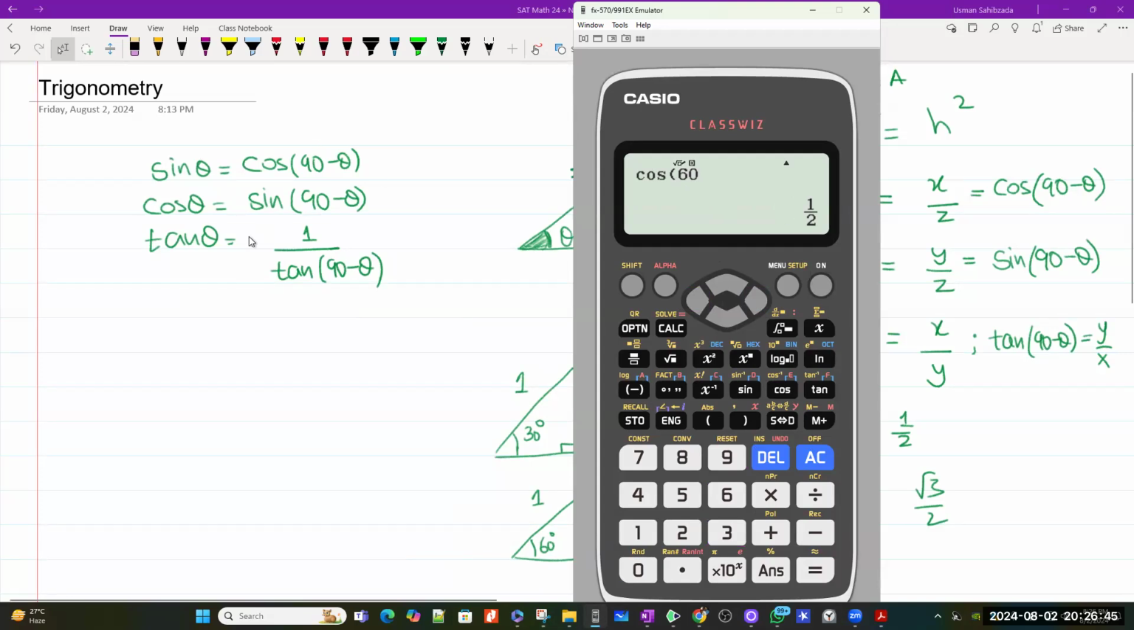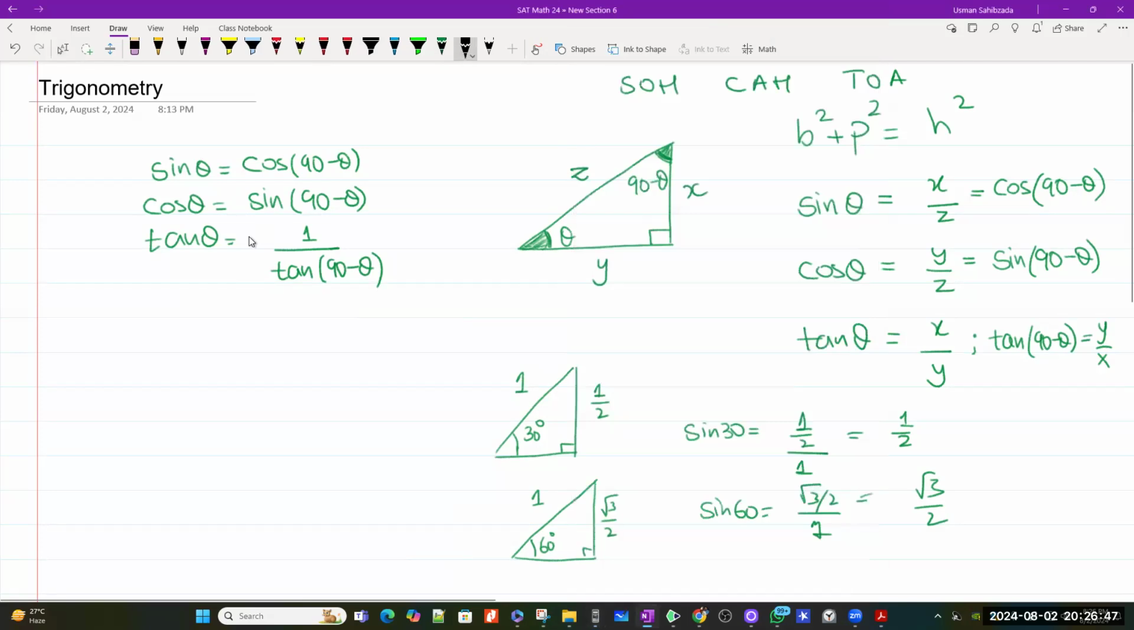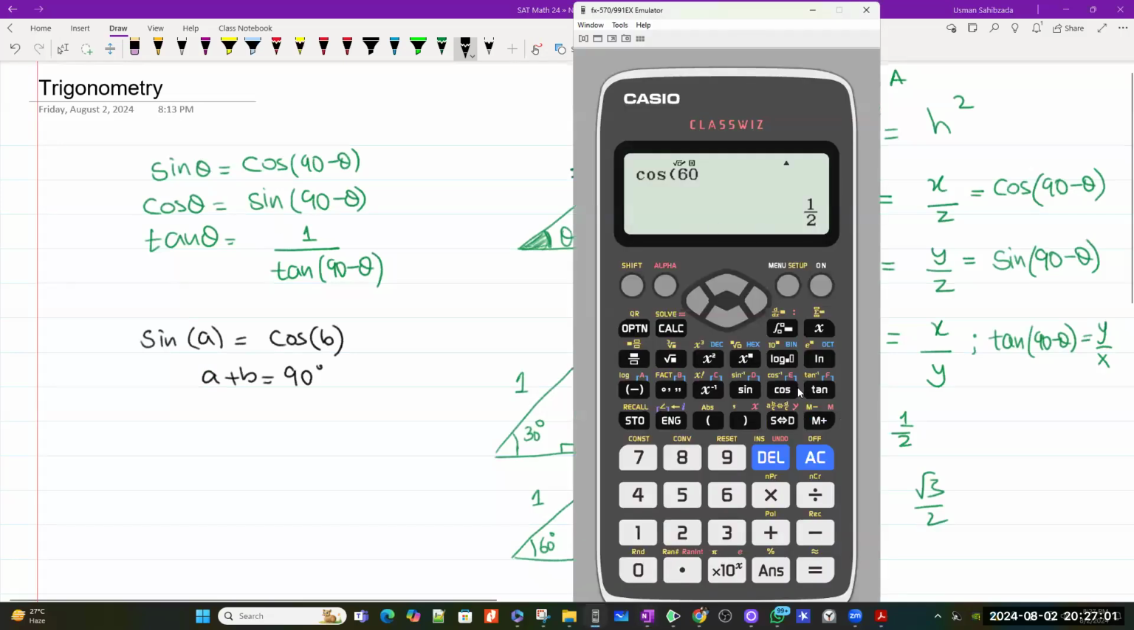Another way of looking at it is that if I say sine A is equal to cos B, then you would say A plus B is definitely 90. What am I on about? Sine of 60, that's under root 3 over 2.